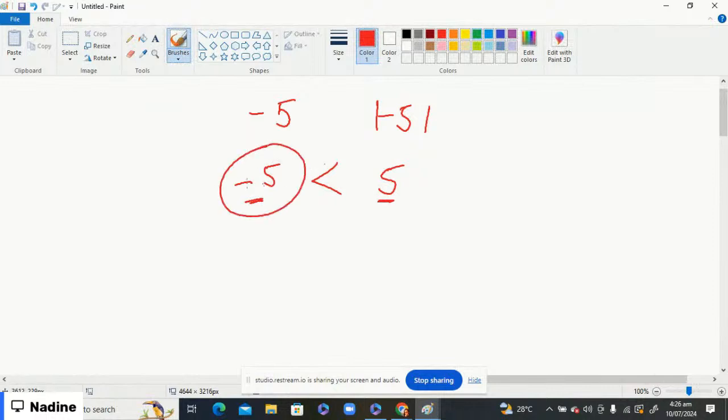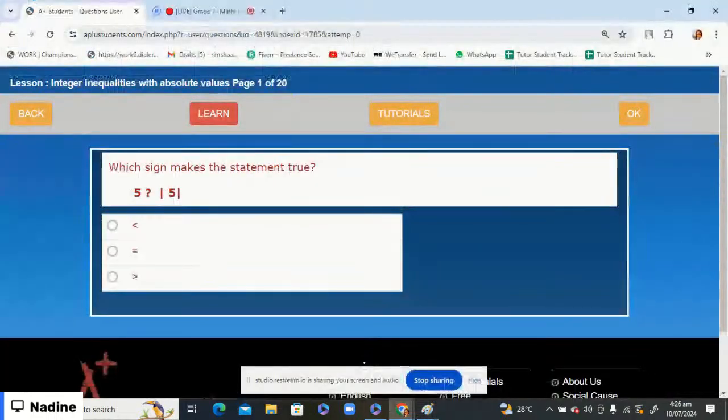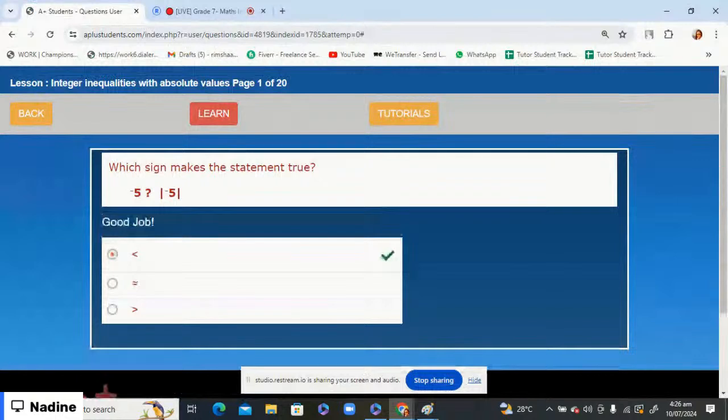It's because it's given in the form of a negative sign. Due to this negative sign, we can say that minus 5 is less than the absolute value of minus 5. And this is our right answer.